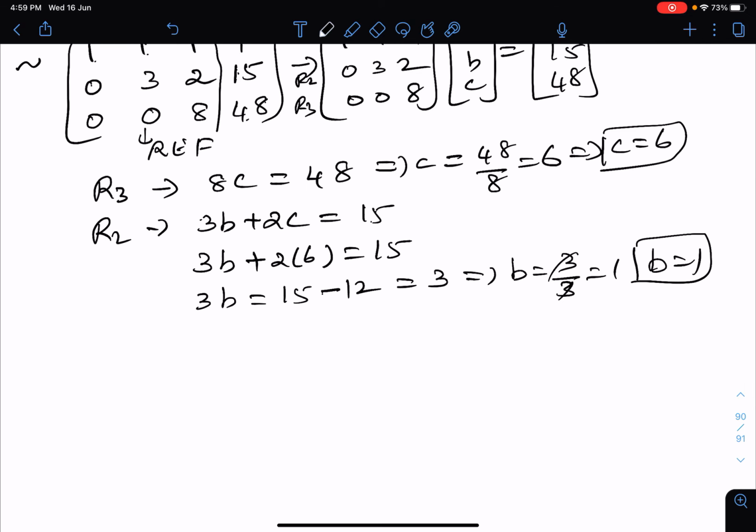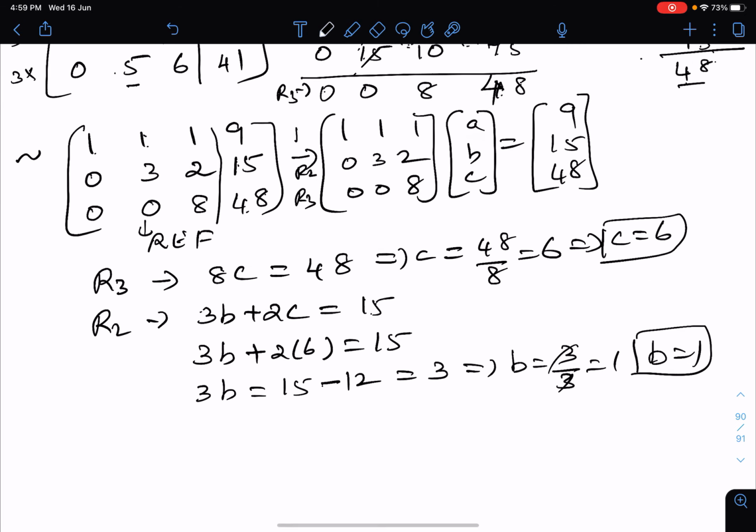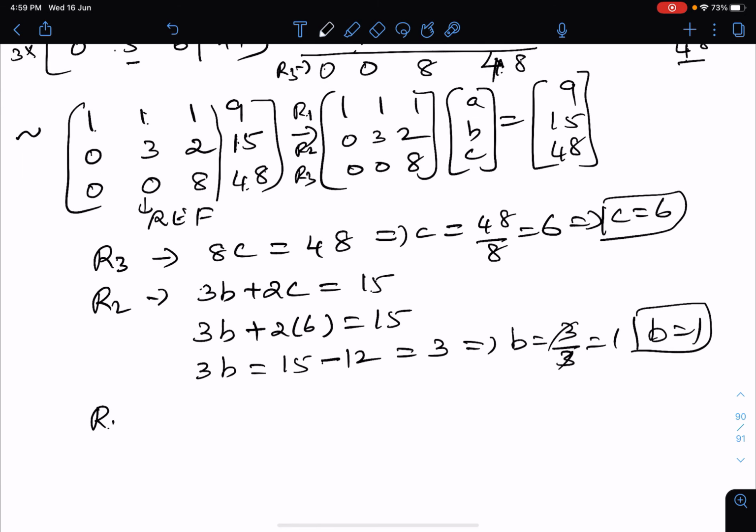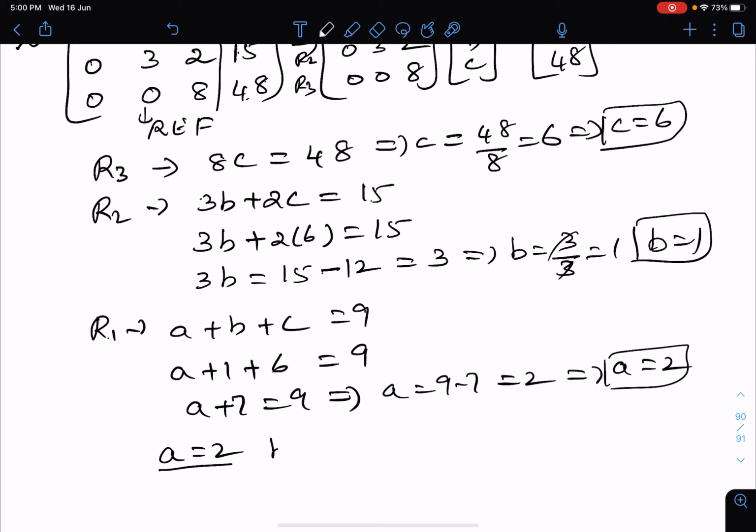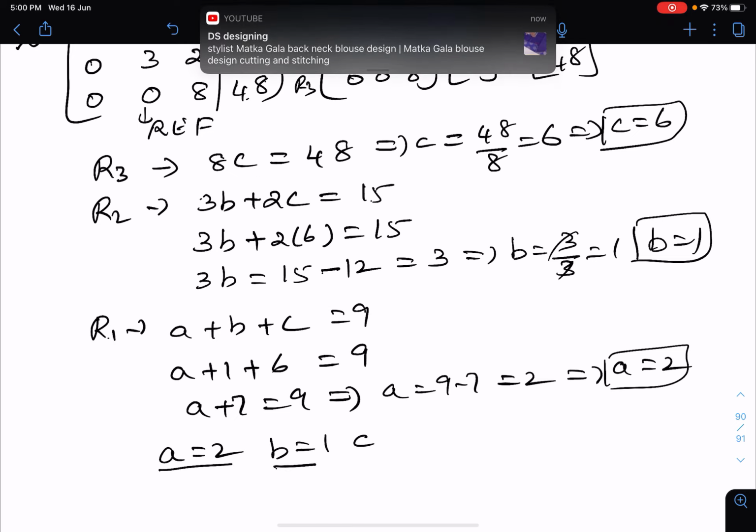Okay. Now coming to our row 1. What is our row 1? A plus B plus C, all are 1, equal to 9. Now substitute C and B. A plus 1 plus 6 is equal to 9. So A plus 7 equal to 9, which implies A equal to 9 minus 7, that is equal to 2. Therefore our A equal to 2. So we have got the values: A equal to 2 and B equal to 1 and C equal to 6. So these are the values we have got using our Gaussian elimination method.